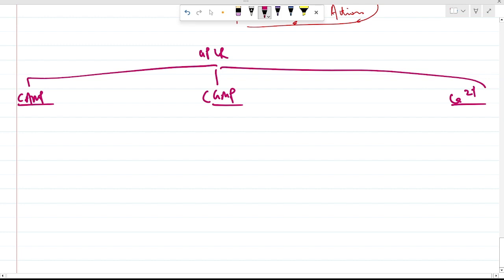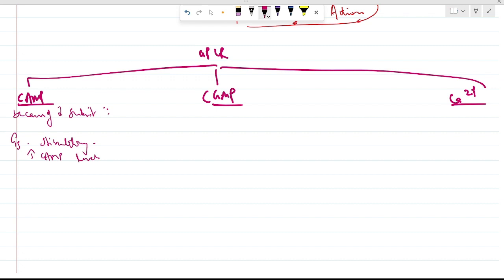Because of the alpha subunit, we have three types of alpha subunits. We have Gs. Gs stands for stimulatory. What does it stimulate? It increases cAMP levels.